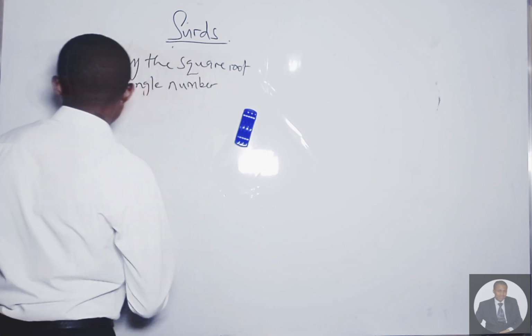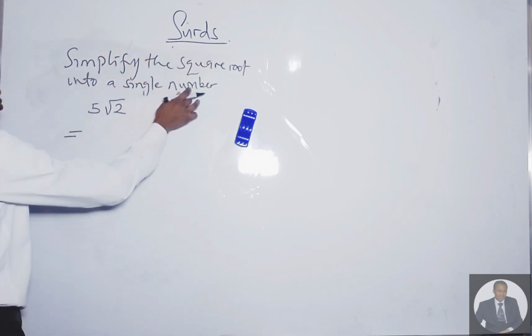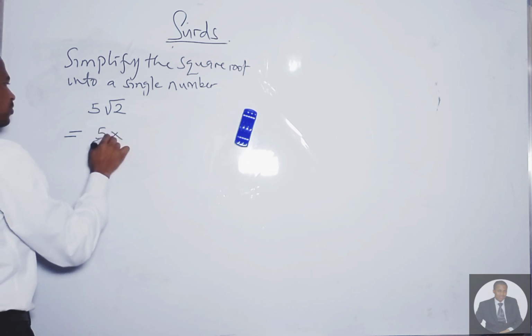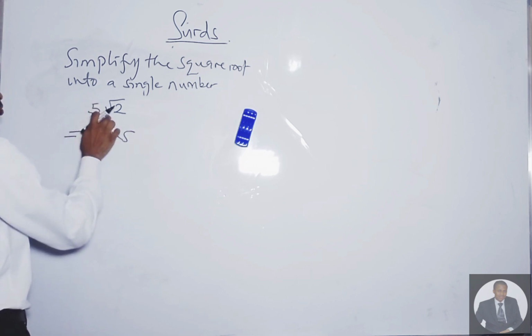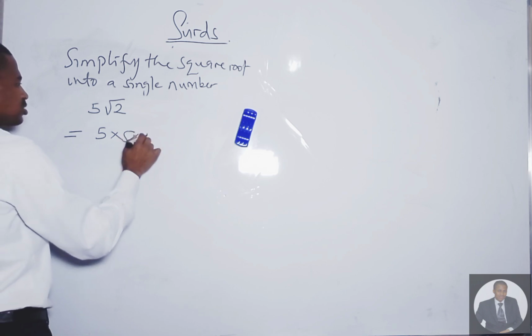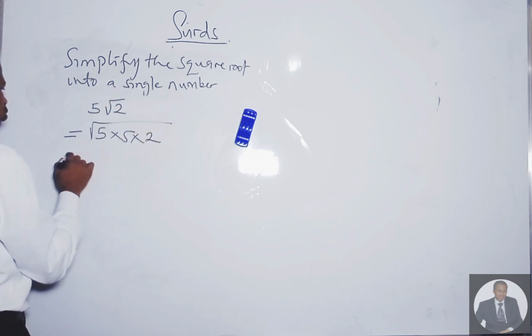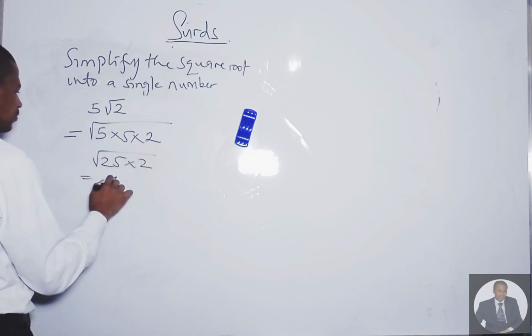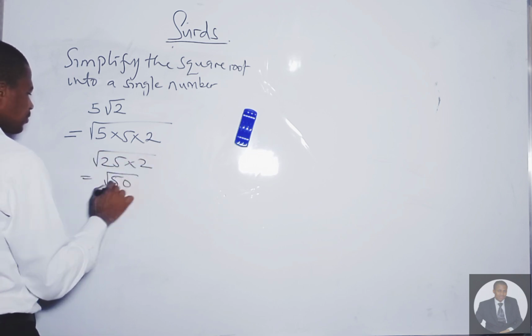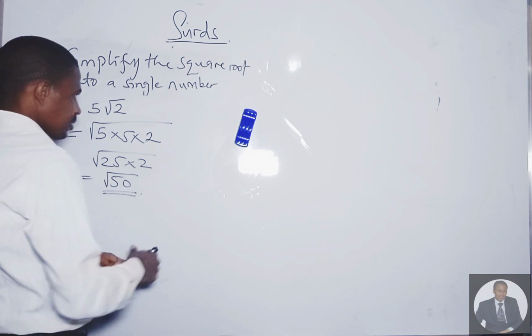Another question, 5 root 2 into a single number. It will be 5 times 5. A number outside the root by itself, then within the root just once. 5 times 5 is 25 times 2. That's 50. Root 50. This is what it gives us.